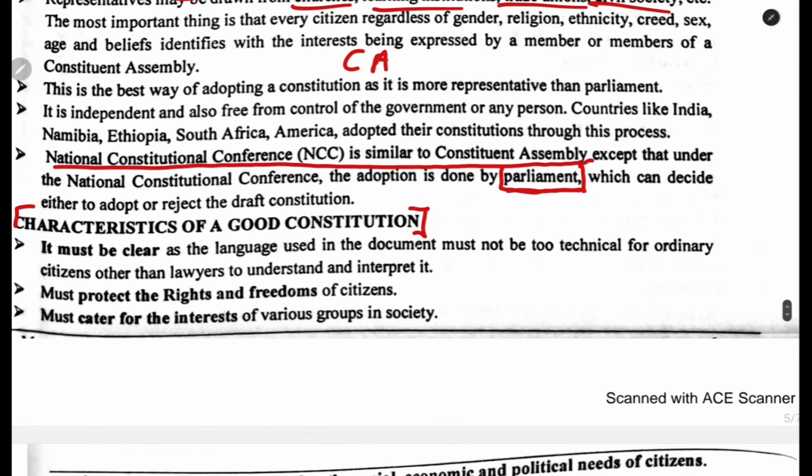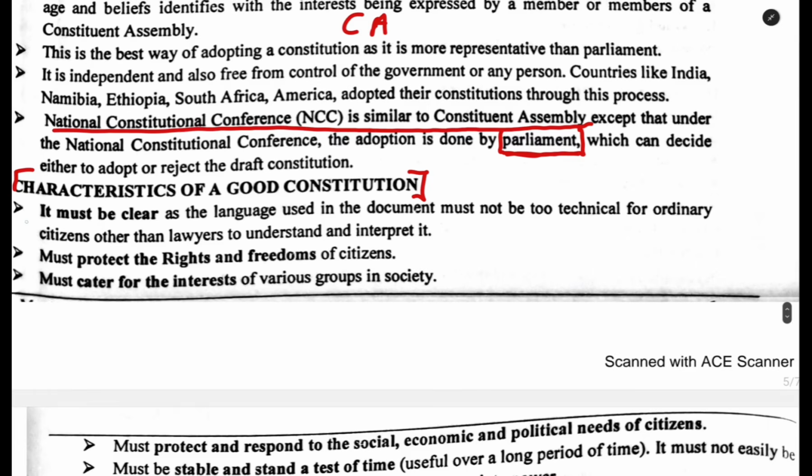So what are the characteristics? One of the characteristics of a good constitution is that it must be clear, which means it must be written in language that is not too technical, that is easy to understand by ordinary citizens, which means citizens who have not been to a law school. So the terms used should not be too technical, they should be easy and straightforward. That is one of the characteristics of the Constitution: it must be clear.